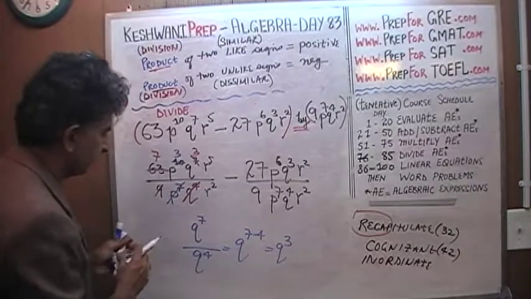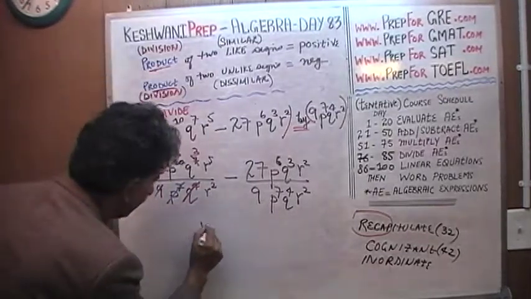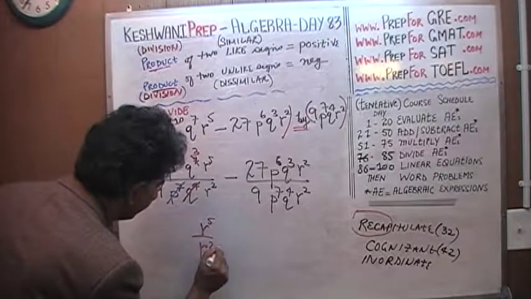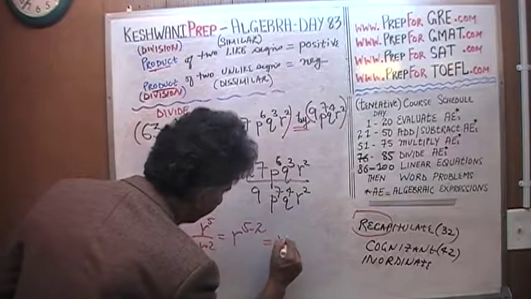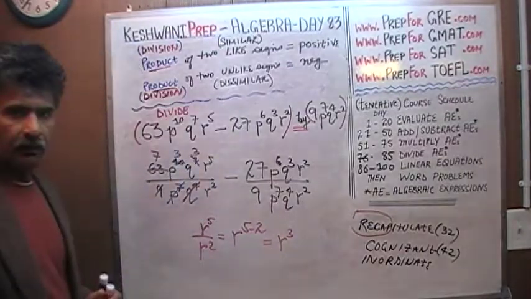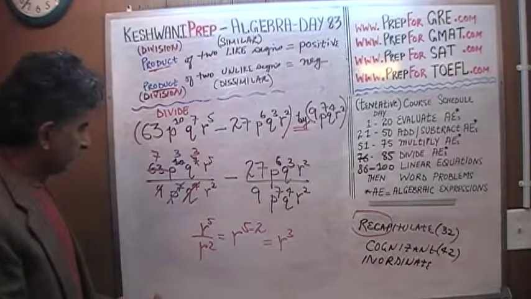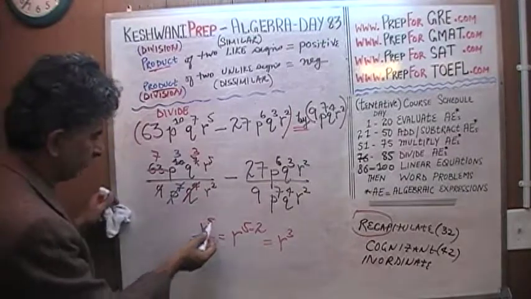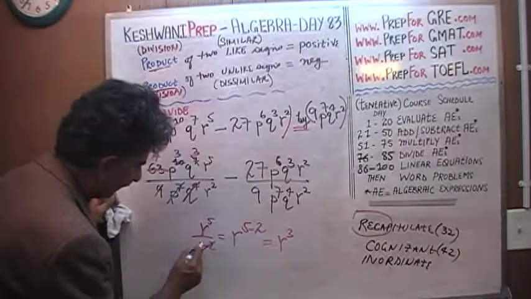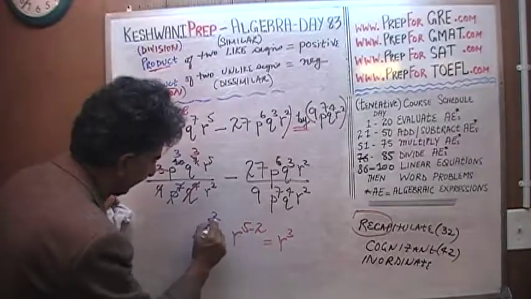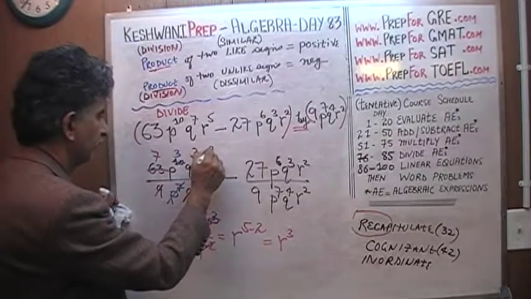Let's go on to the r. R to the 5th over r to the 2nd is the same as r raised to 5 minus 2, which is r raised to the 3rd. Which is exactly what we're going to show here. If you were to divide r to the 5th by r squared, this r squared disappears, and this 5 becomes a 3, the exponent.